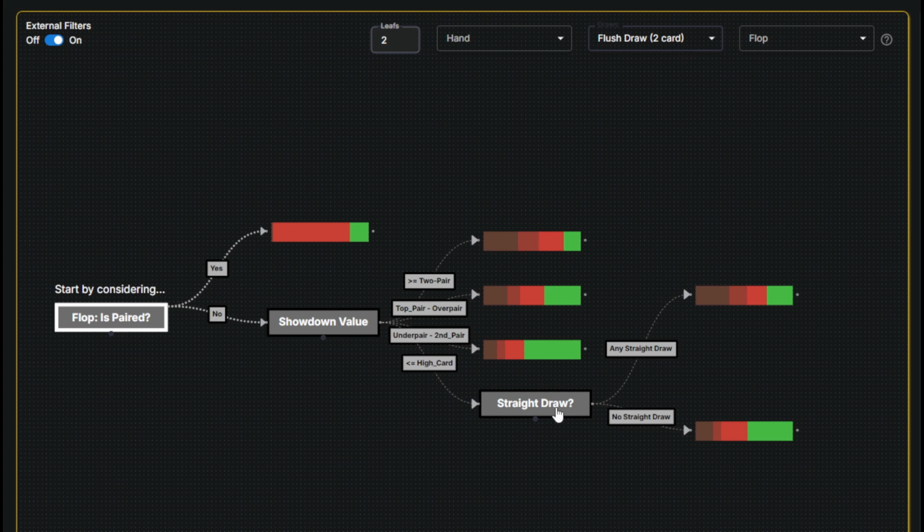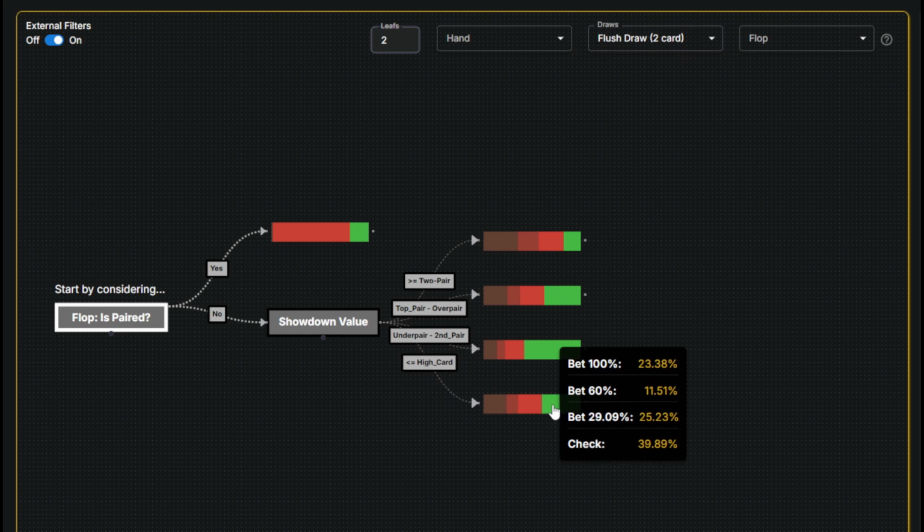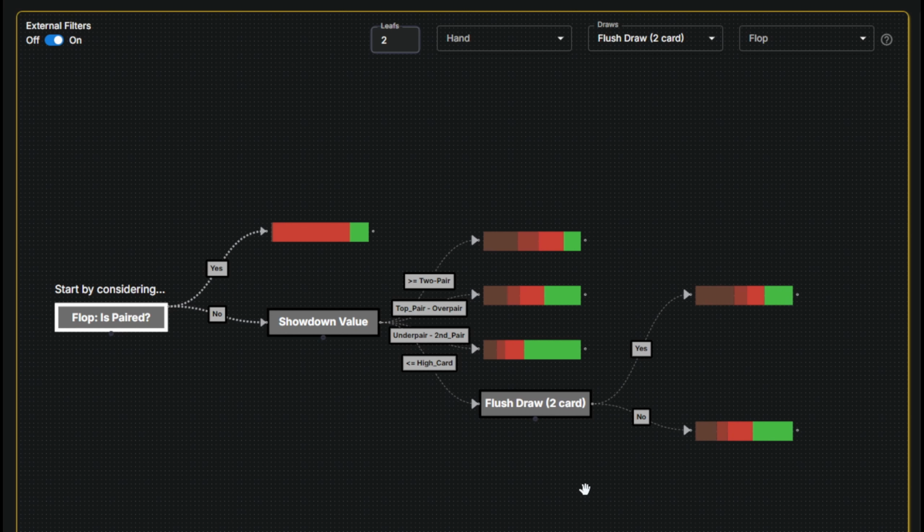Then we'll compress this part of the flowchart and expand again. Now it's made a decision just based off of whether we have a flush draw or not. You can use this approach to customize the flowchart into a strategy that's easy for you to memorize and has sufficient detail for the strategy that you want to play.